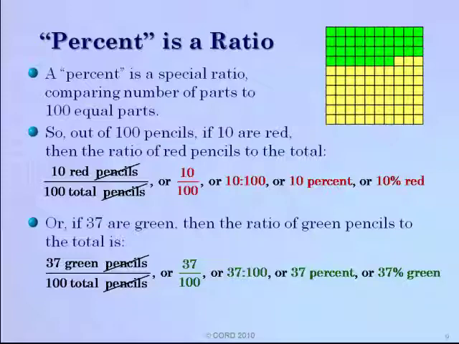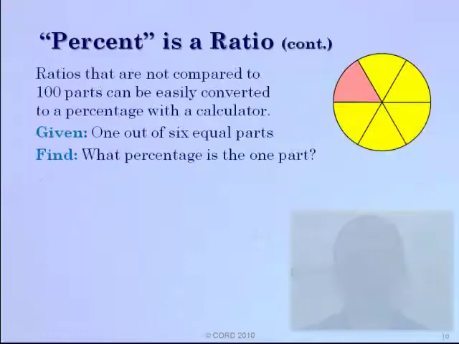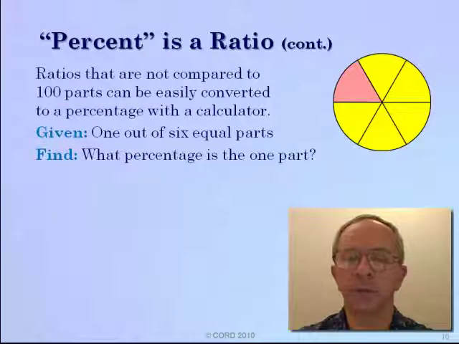Percents are pretty easy to work with, but you don't always have ratios that are compared to 100. Sometimes the ratios are compared to other numbers of equal parts. For example, suppose we have 1 out of 6 equal parts. What percentage is the 1 part?